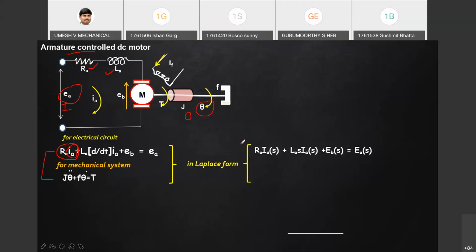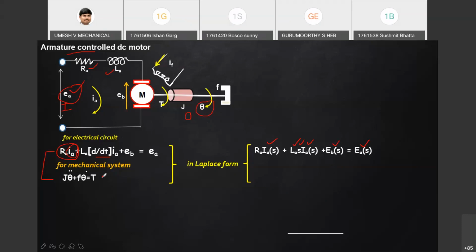So RA into IA of S. Because one differential is coming, S you have to take. So LA is a constant, S is taken here with the variable current IA of S. EB becomes EB of S in the Laplace transform, and don't forget to put the bracket. It is not S into EB, it is EB of S, just to show it is in the Laplace transform. This should equal the applied voltage EA of S or VA of S, whatever you show here.